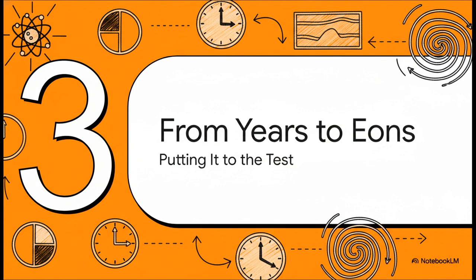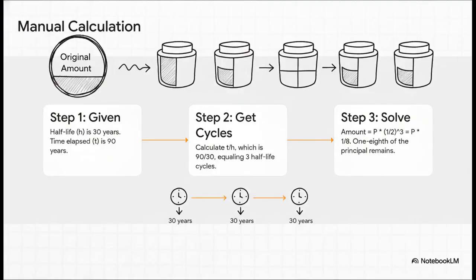Enough with the theory, right? Let's actually put this thing to work. We're going to start with a really straightforward example to get the hang of it, and then we're going to use it on something truly mind-bending. So let's pretend we have some stuff with a half-life of 30 years, and let's say we wait for 90 years. Okay, so our exponent, T divided by H, is 90 divided by 30. That's 3. It's gone through 3 half-life cycles.